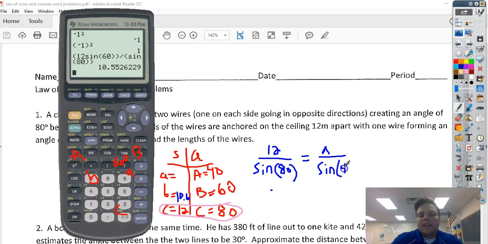Okay, and I'm going to repeat this exact same process. So I'm going to get 12 sine of 40 is equal to a sine of 80. Alright, then I'm going to divide both sides by sine of 80 once again, because it's a times sine of 80, and so the opposite of multiplication is division. So that allows me to get a by itself, which is what I'm trying to do.